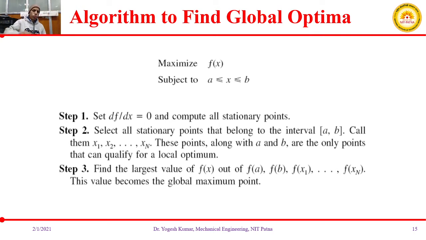Today we are going to discuss how to find the global optimum value, that is maxima or minima, for a given interval. Suppose we have a function f(x).